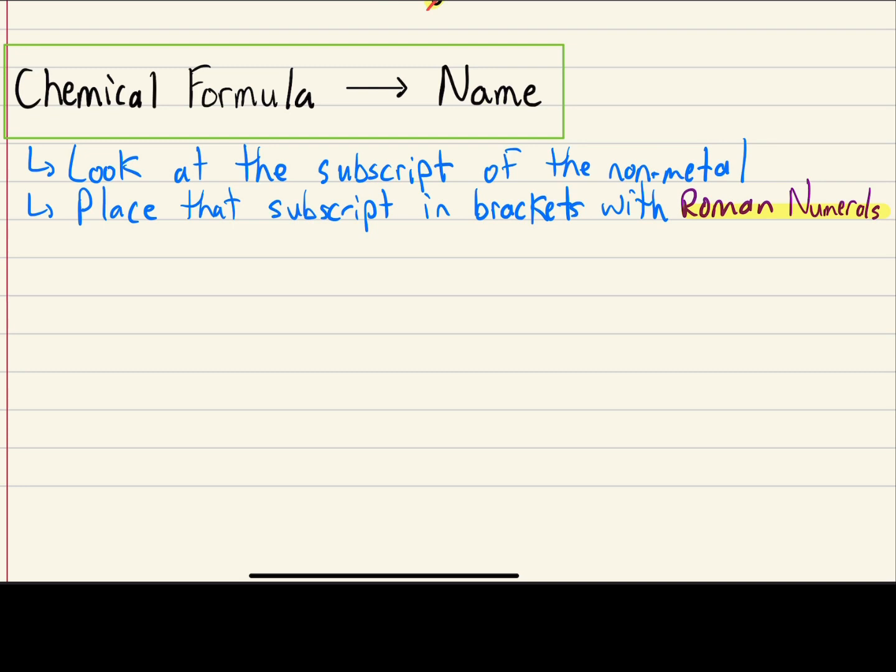So let's say we're going from the chemical formula to the name. What we're going to do is look at the subscript of the nonmetal, and I'll highlight that here so that we understand. So the subscript of the nonmetal, and then you're going to place that subscript in brackets with Roman numerals.